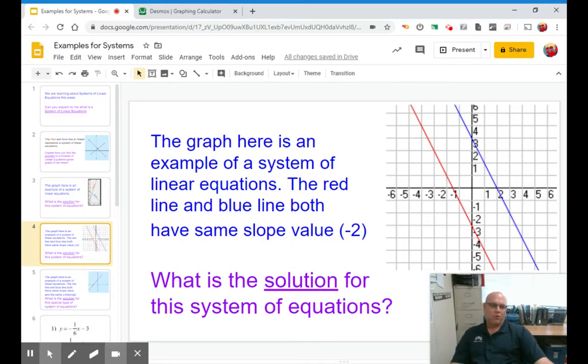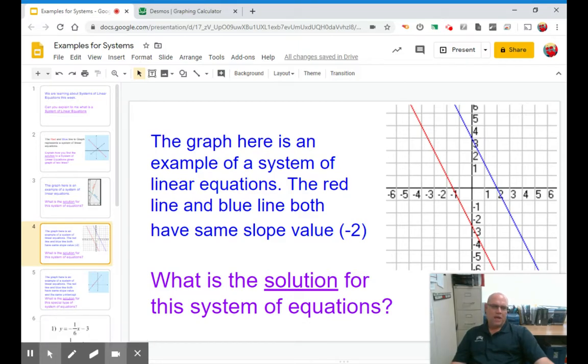All right, let's look at this example. We have the red line and the blue line. In this case, these are special types of lines. They're called parallel lines. They have the exact same slope value. The slope value is negative 2, and they have different y-intercepts. Like the blue line, the y-intercept is about 0, 3, and for the red line, it looks like it's about 0, negative 3, if I read that correctly. So they have different y-intercepts, but they have the same slope value. Can you tell me what is the solution for this type of system of equations?